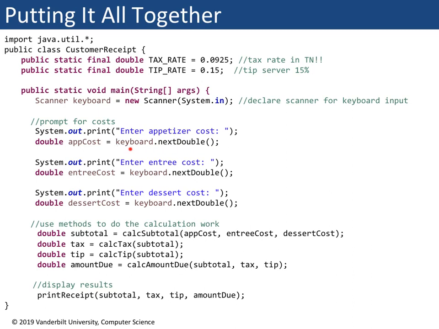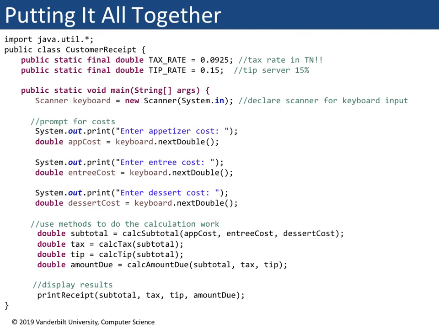as a double. So this is a method. So this is an object. Keyboard is an object, and nextDouble is a method, which is a part of the keyboard object, and it returns the value which is typed by the user as a double.